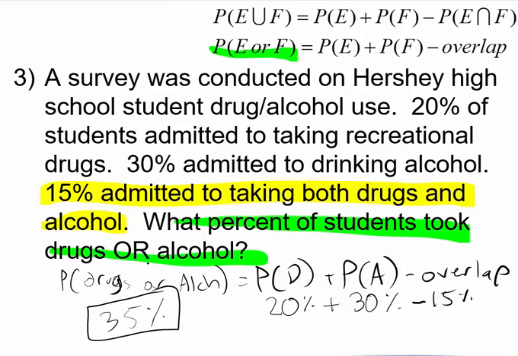So that's an introduction to OR problems with probability. I'm going to talk more in a little bit about AND problems and maybe some dice probabilities here too.